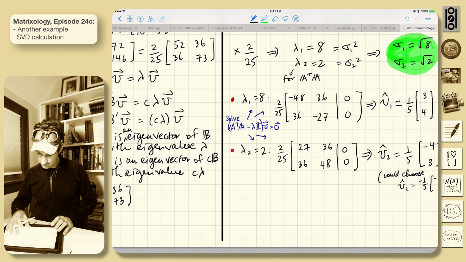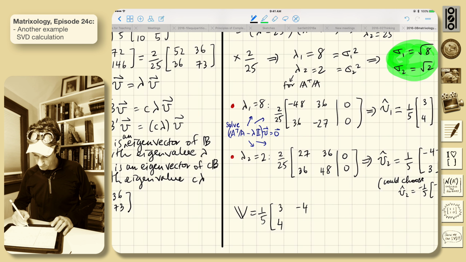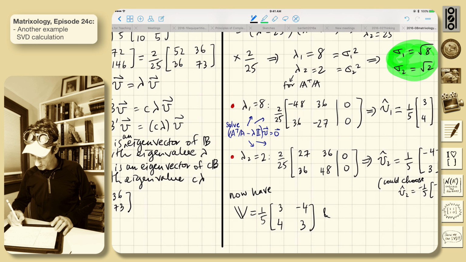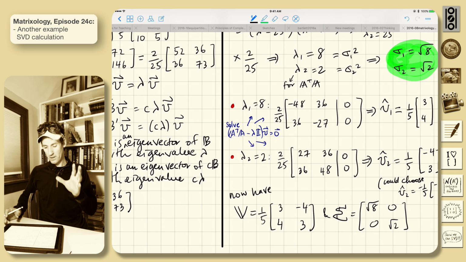So now we have V. There's a 1/5 at the front, so I'll pull it out the front. That's the normalization. It's going to be 3 and 4, and then minus 4 and 3. And sigma is the square root of 8 and the square root of 2. So these are the natural stretching factors in here.